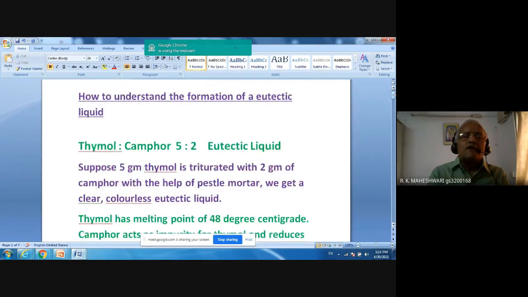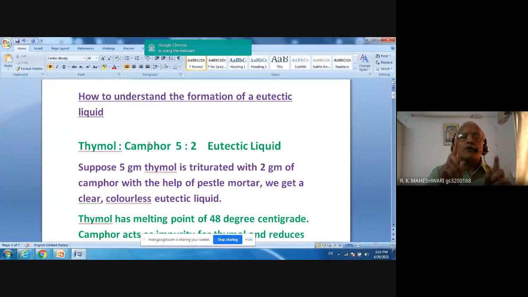Okay, suppose, for example, we are going to make the eutectic liquid of 2 compounds, thymol and camphor. Now, here thymol melting point is 48 degrees centigrade, camphor melting point is 179 degrees centigrade. We will get a eutectic liquid when you use them in 5:2 ratio. Means, for example, 5 gram thymol, 2 gram camphor. Then you get a eutectic liquid.